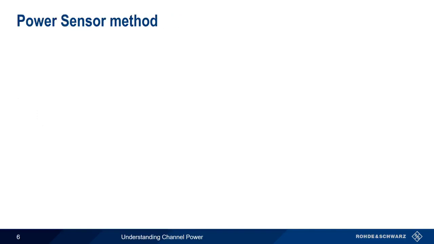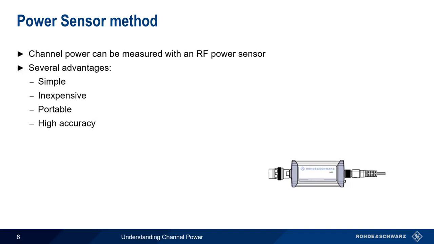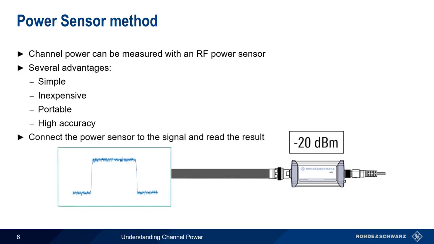An ordinary RF power sensor can be used to measure channel power, and this method has several advantages. It's a very simple measurement, power sensors are relatively inexpensive, and they're also portable, which is important because this measurement is often made in the field. Depending on your power sensor, it also yields very accurate results. No special configuration is needed to measure channel power with a power sensor. We just connect the sensor to the signal and read the results.